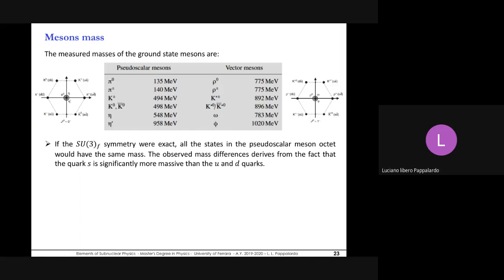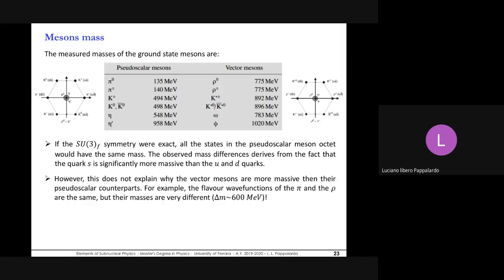Of course, if the SU(3) flavor symmetry were exact, all states in the pseudo-scalar meson octet would have the same mass. Okay, and clearly the observed mass differences derive from the fact that the strange quark is significantly more massive than the up and down quark, and this we know already. Okay, so the symmetry is broken, and in fact you have quite different masses inside the octet. Now, this you see, in fact, both for the pseudo-scalar meson and also for the vector meson.